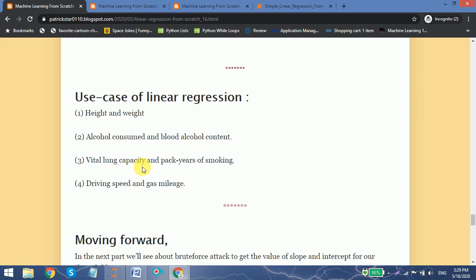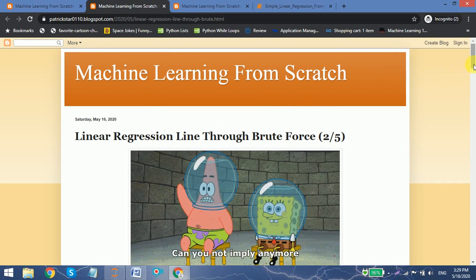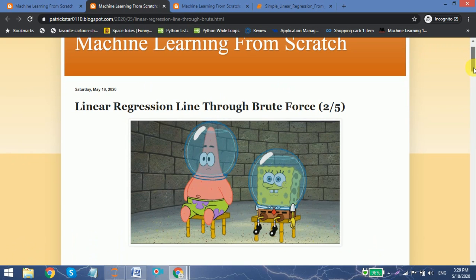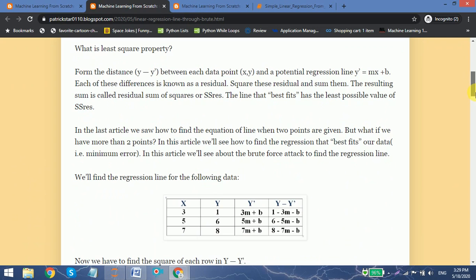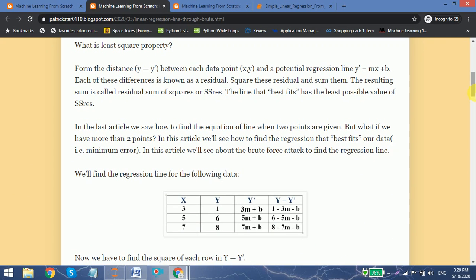Vital lung capacity and pack years of smoking, driving speed and gas mileage. Okay, so now we will have a look at different methods to calculate the slope and intercept, or the regression line to best fit our data. The first method here is the regression line through brute force attack. Let's have a look at it.